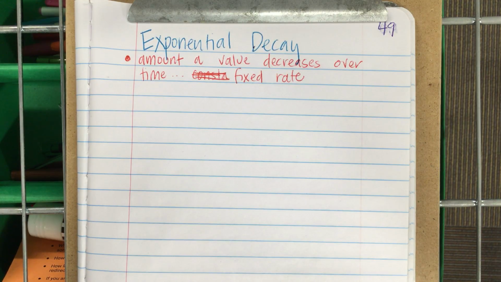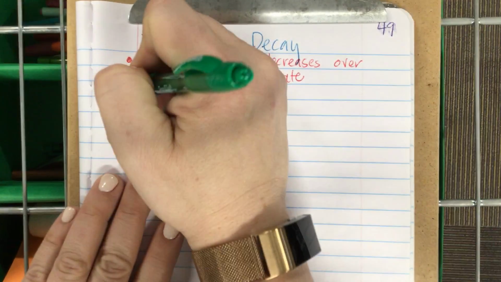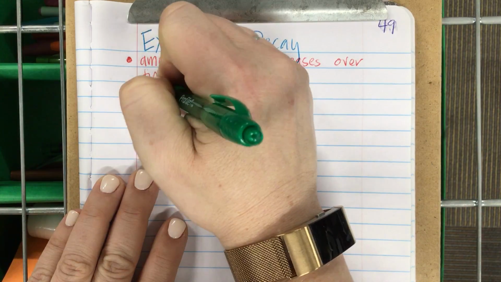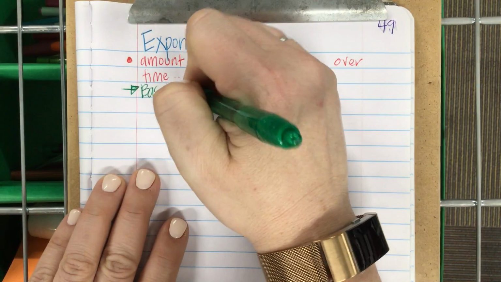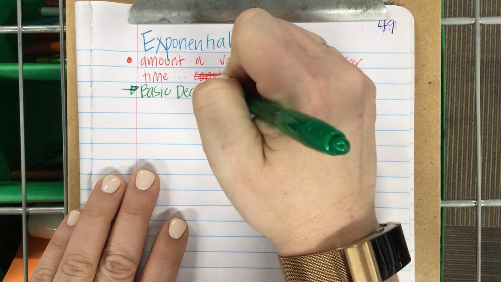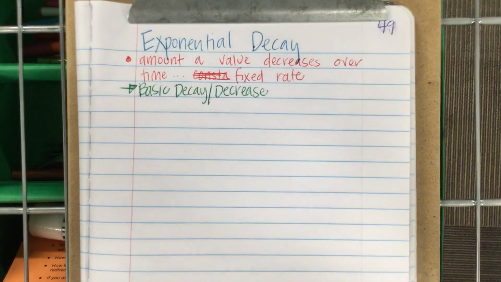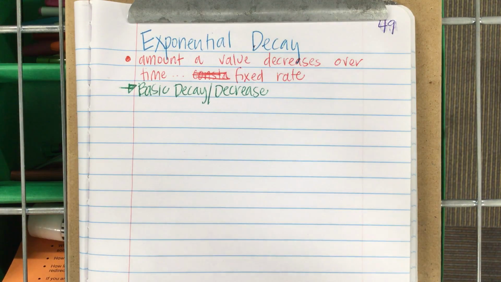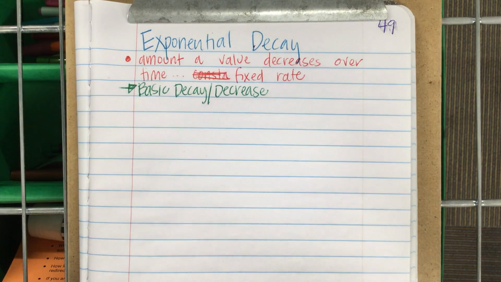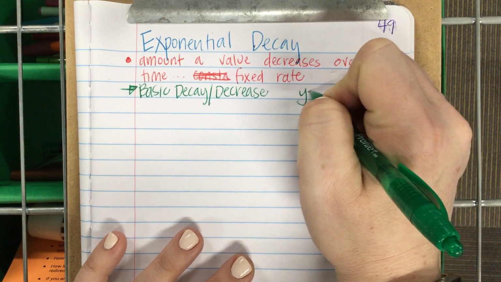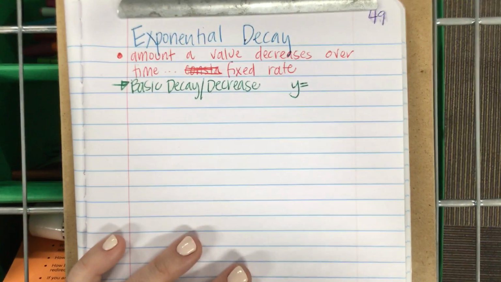Yesterday we had a basic formula for interest. We are going to have a basic formula for decay, or we can sometimes call it decrease. Decay sometimes is a little morbid, right? And the basic decay or the basic decrease formula is almost exactly the same as the basic interest formula.